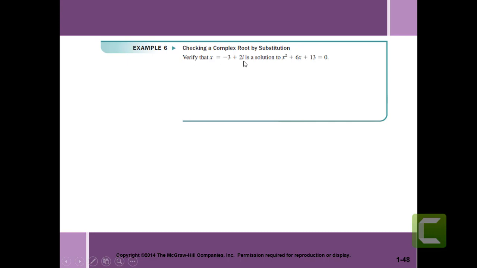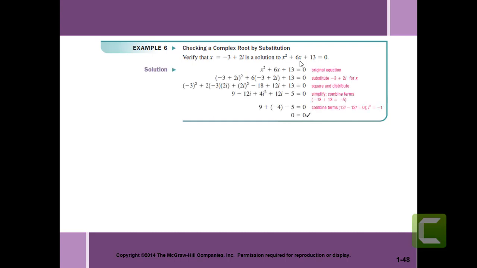So now it says verify that x equal to this is a solution. In other words, if we plug in negative 3 plus 2i into this part of the equation, we will get 0. If it does, then it's a solution. So what we're going to do is substitute in this wherever there's an x. So that means we're going to have the quantity negative 3 plus 2i squared plus 6 times the quantity negative 3 plus 2i. And then we're going to add 13, and we're going to simplify and see if we get 0. So if you do that, here's what it looks like.